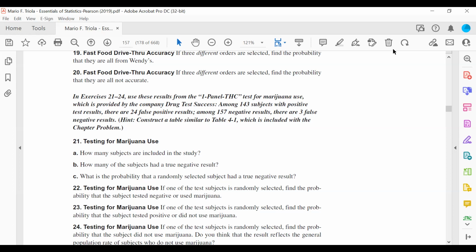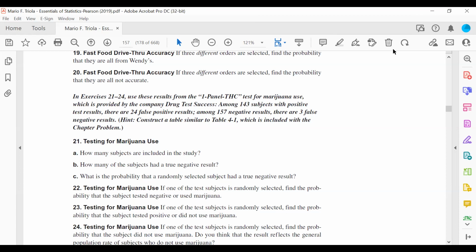And the rows are going to be the results, also the responses. All right, so responses. I'm going to just put yes, they did use, no, they didn't. Did they try marijuana, yes or no? Okay, here we go.